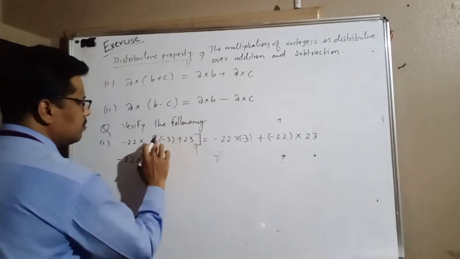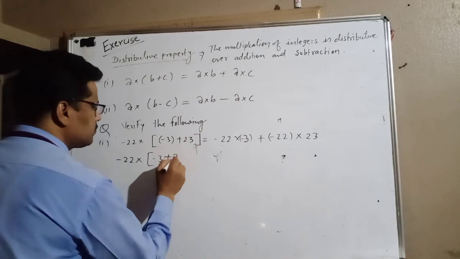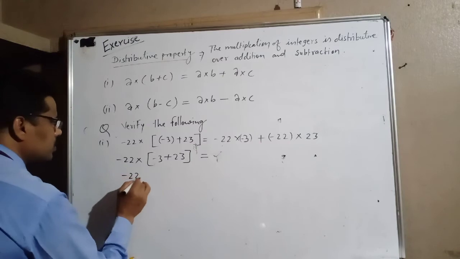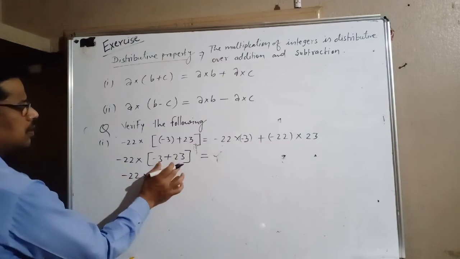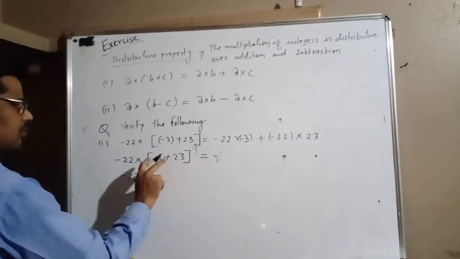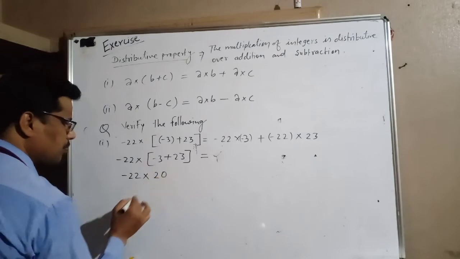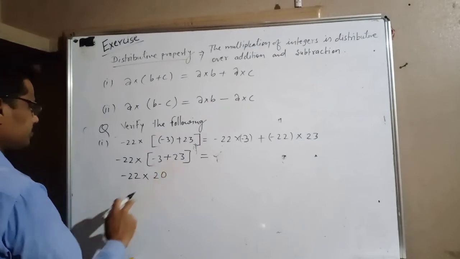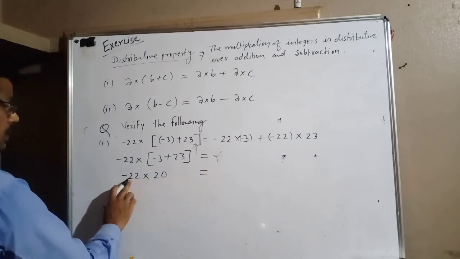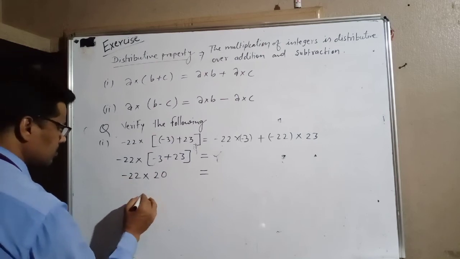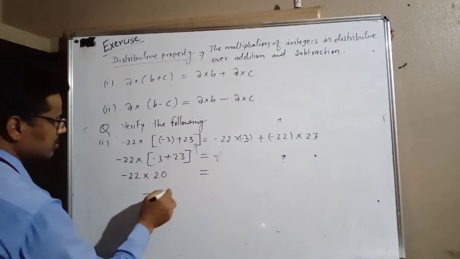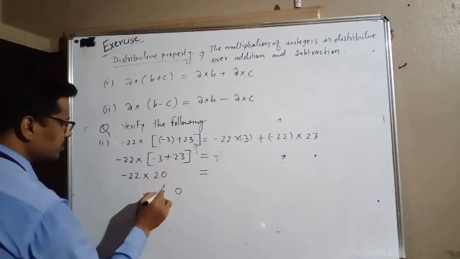I am opening the bracket, plus minus here, plus 23 is equal to this minus 22 into here. In the bracket, there are two integers having opposite sign. We will subtract, and when you subtract, what do you get here? 20. So plus 20, because the greater number is positive. Now you multiply these two numbers, 20 into minus 22, so minus plus minus. We write here minus, and 20 directly, no need to multiply. 22 times 20 is 440.